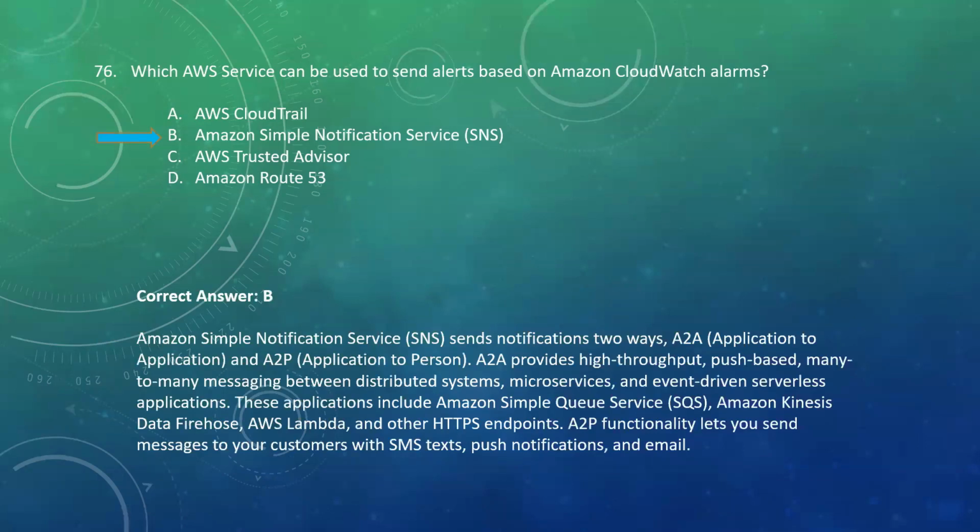SNS sends notifications two ways, A2A and A2P. A2A is called application to application, and A2P is called application to person. A2A provides high throughput, push-based, many-to-many messaging between distributed systems, microservices, and event-driven serverless applications. These applications include Amazon SQS, Simple Queue Service, Amazon Kinesis Data Firehose, AWS Lambda, and other HTTPS endpoints. A2P functionality lets you send messages to your customers with SMS text, push notifications, and emails.